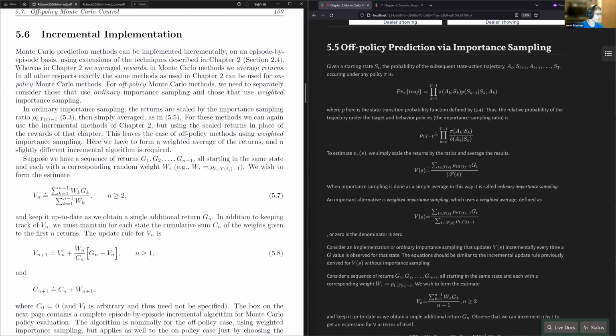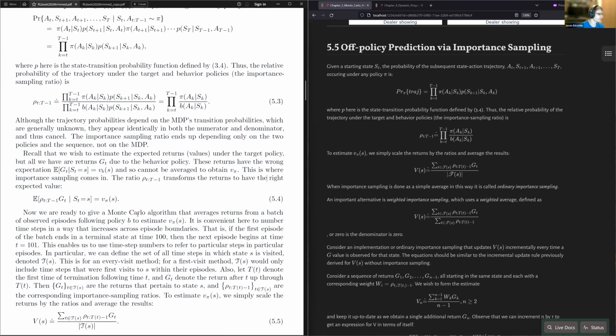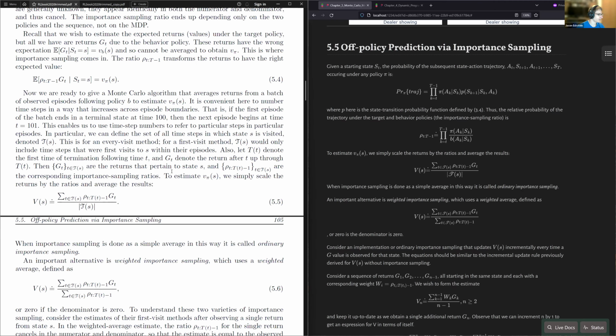There is a difference here. We sort of skipped ahead, but there are two ways to compute this. With ordinary importance sampling, we compute this expected value by averaging G with all the weights. And just like a normal average, we end up dividing by the number of terms we have. So this denominator represents the number of terms.